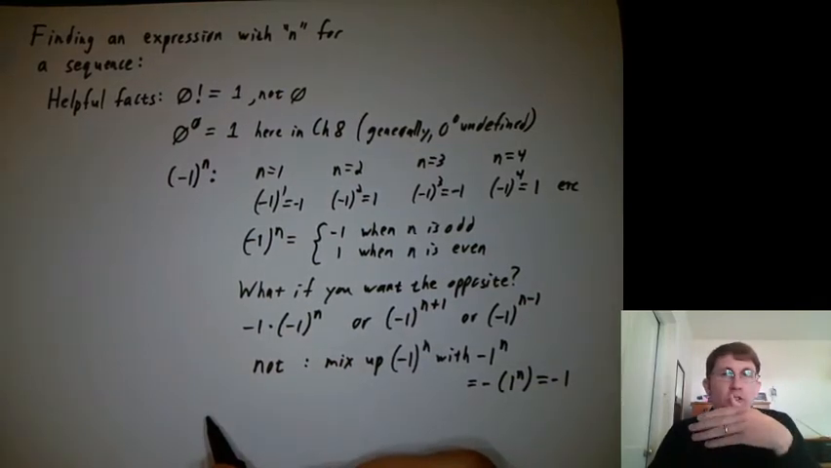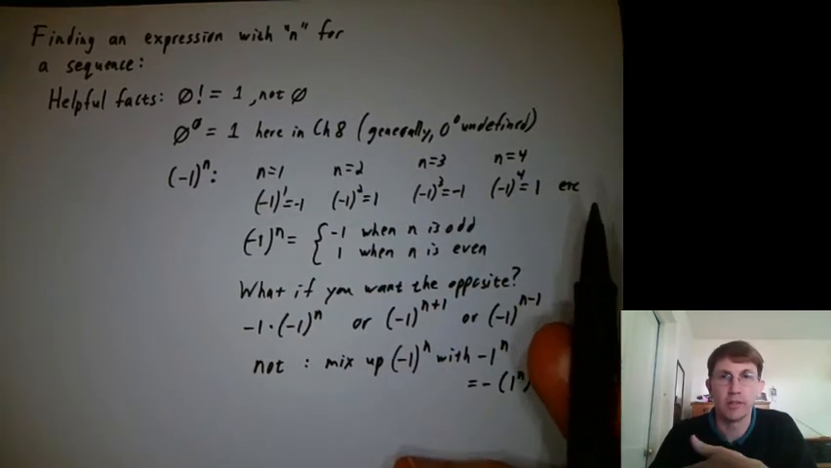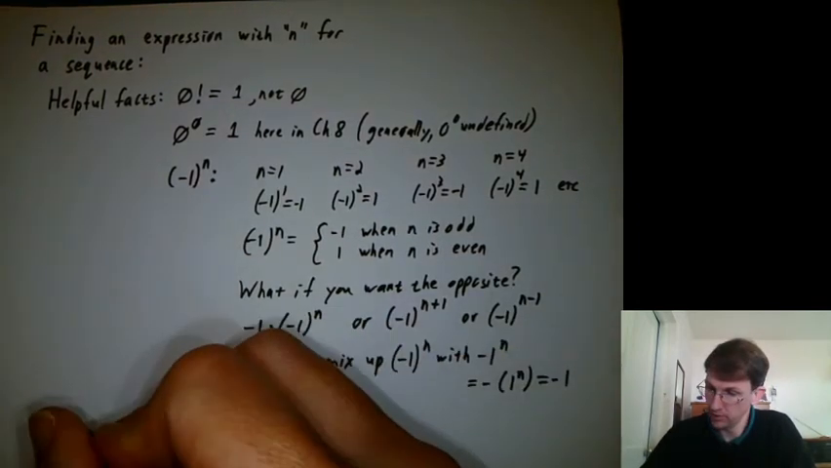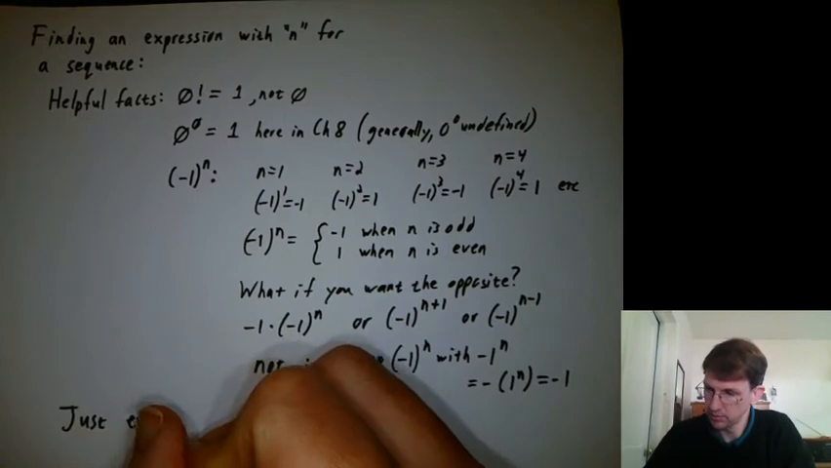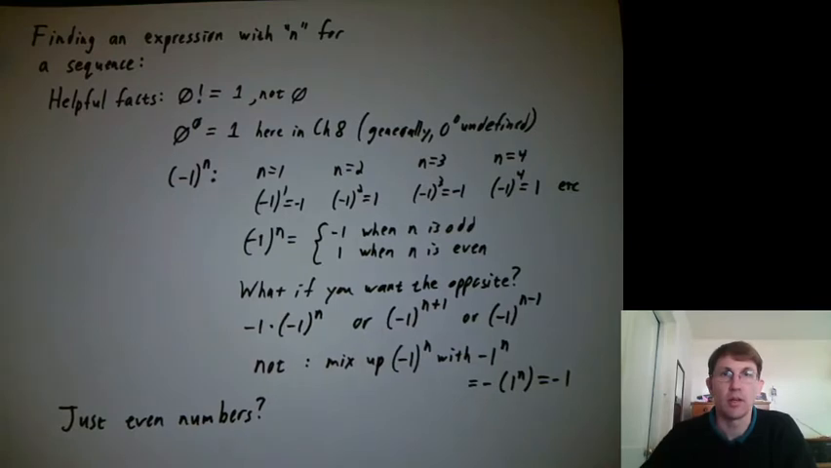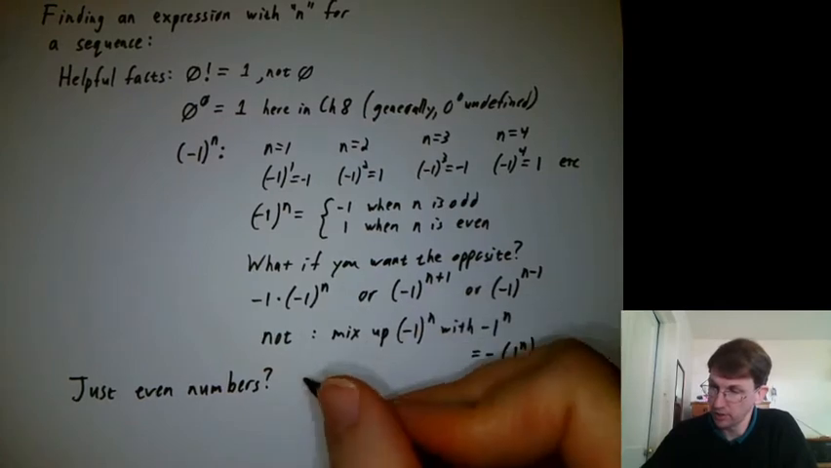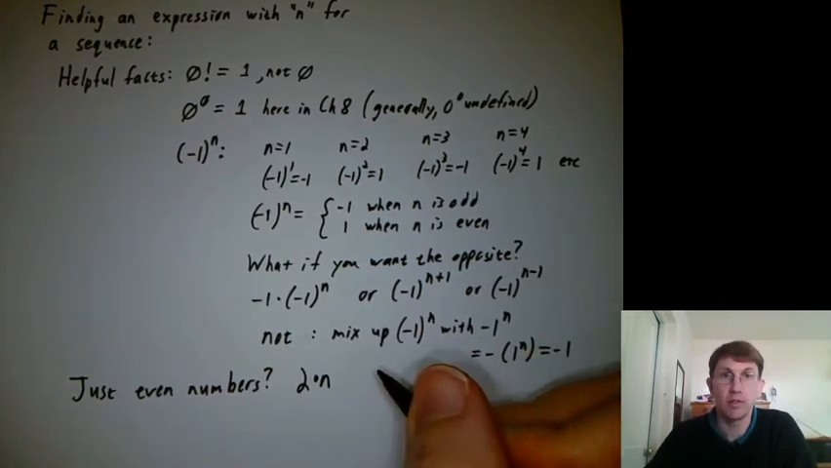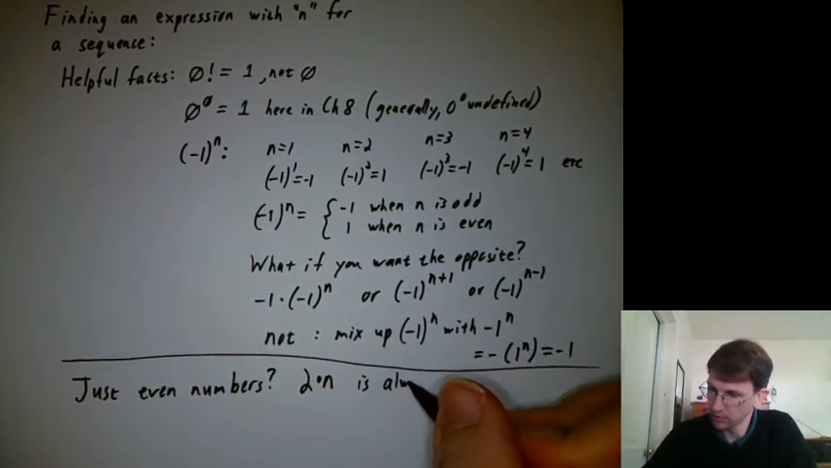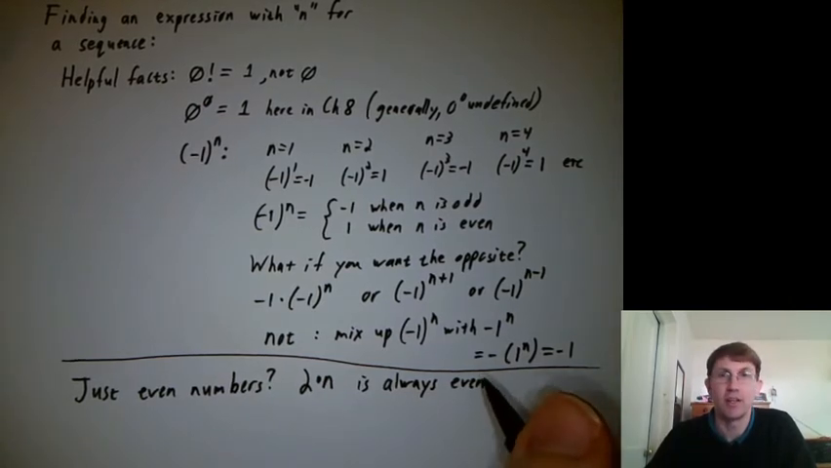If I wanted a way to get just the even numbers based on n, where n just goes 1, 2, 3, 4, 5, it's going to be all the evens, all the odds. Is there something we can do to n to get just the even numbers? Well, if you take any integer and multiply by 2, you're going to get an even number, right? So 2 times n will always be even, even if n is odd.